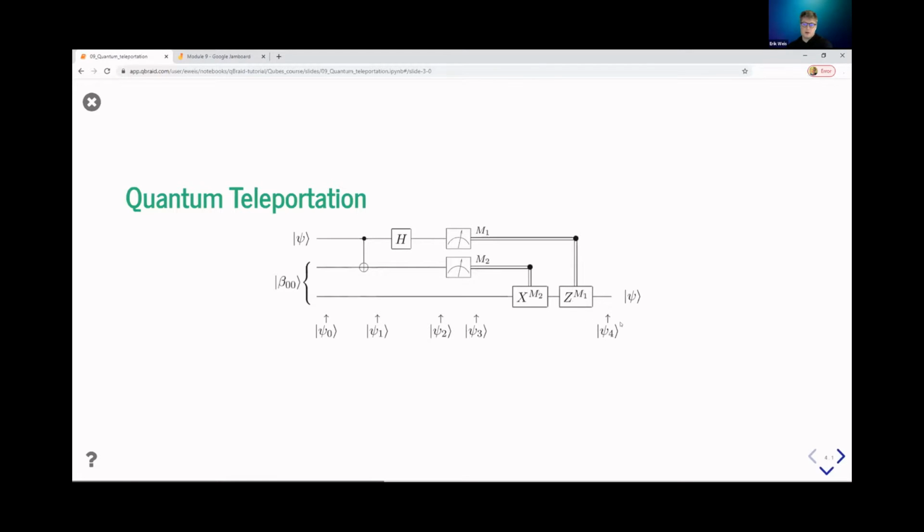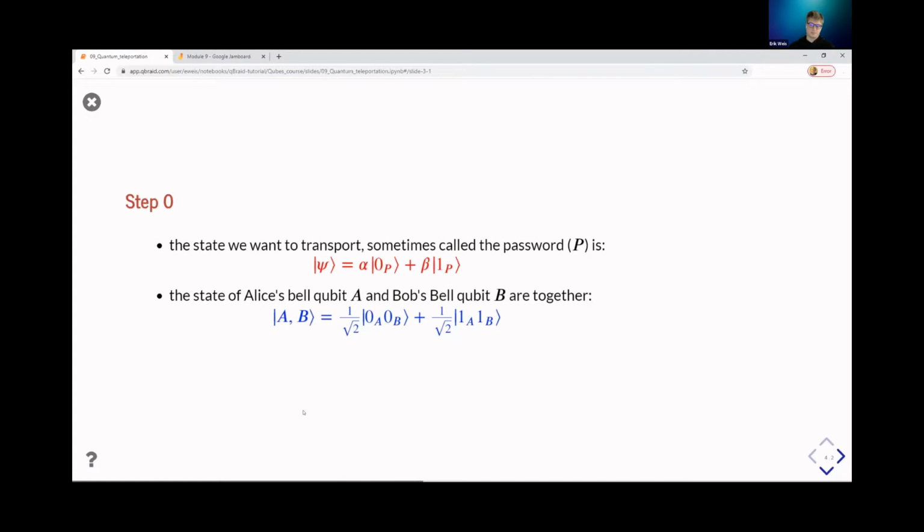And so we'll keep track of where we are in the algorithm at each step. Okay, so step 0. We have the qubit we want to transport, the password qubit, and it's in the state alpha 0 plus beta 1. This is the general state of a qubit. So no matter what happens with psi, any psi we want to send, this is going to work. Alpha could be 1, alpha could be 0, or anywhere in between. And of course, alpha squared plus beta squared equals 1. That's a precondition on the state of a qubit.